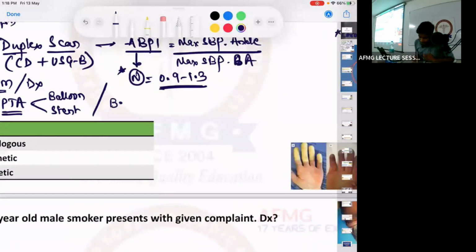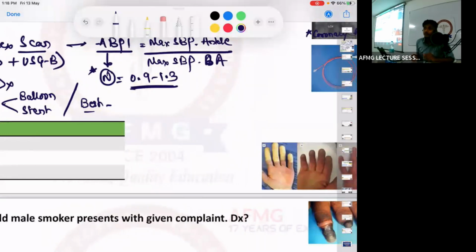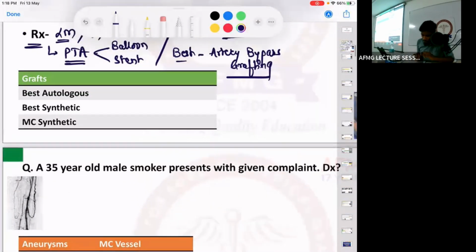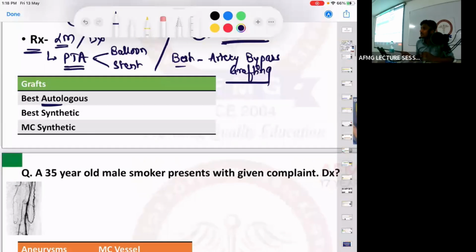But the best treatment option that we have is artery bypass grafting. Best treatment option is artery bypass grafting. No issues with this. Now if they ask you which is the best autologous graft, auto means from the self, okay, autologous means from self. Which is the best autologous graft?